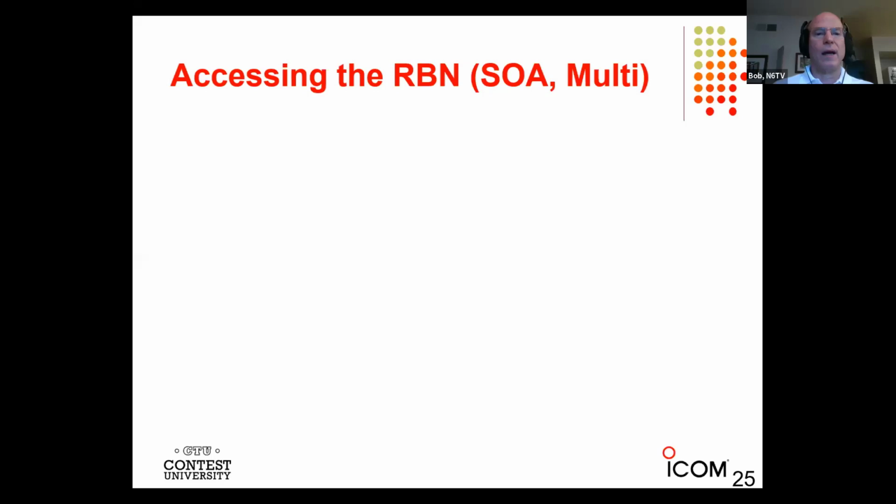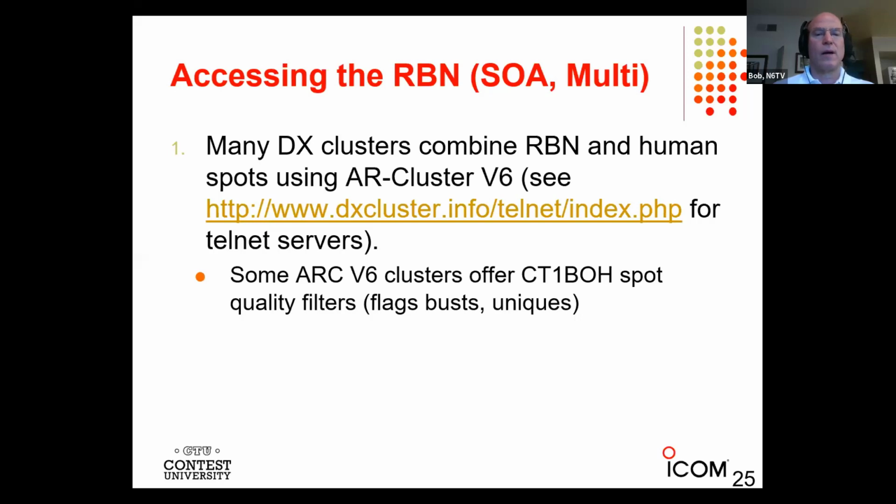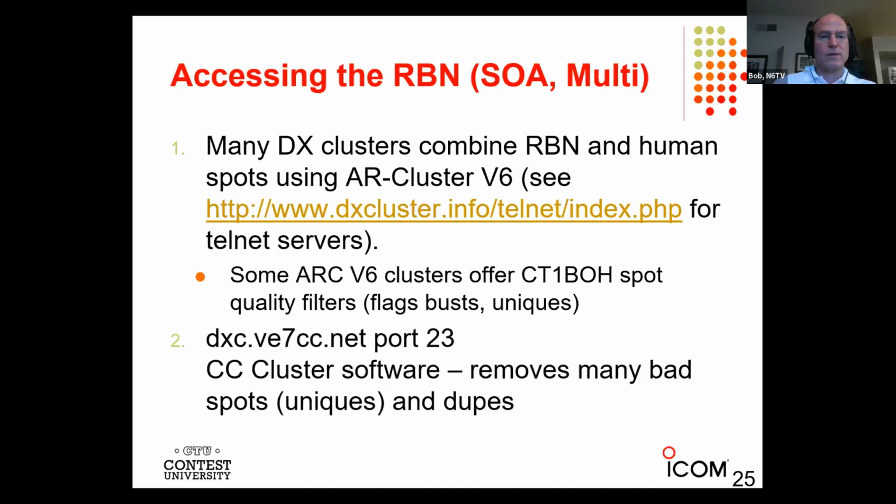So how do we get to the RBN? Again, you have to be a single op or a multi to use it. There's a couple of ways to do it. There's some DX clusters that combine the Reverse Beacon Network spots with the human spots and use an older cluster software called AR cluster or ARC. Then some of them support a new flag that helps eliminate busted spots, because skimmers are very accurate, but they will bust a call sign. And so they eliminate that by making sure 2 or more skimmers voted and agreed on what the call sign was, and then only those spots get through. So that's a nice thing to eliminate uniques and busted spots.